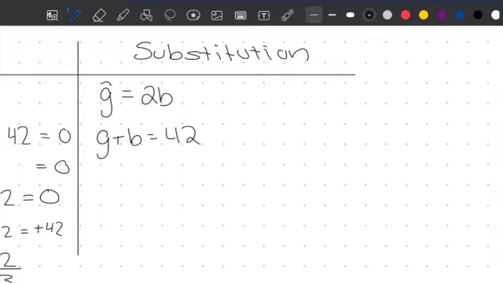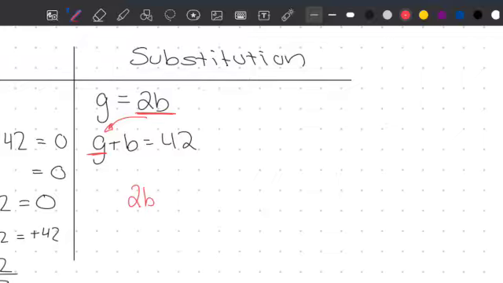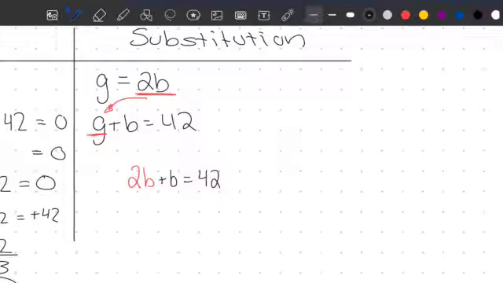So I'm going to look at this one and say, okay, g is already by itself on this equation. Nothing else is on that side. So I know that whenever I see a g, it's going to equal 2b. So I can replace the g in this equation with 2b, because I know that g is equal to 2b. So they're the same thing. So then I would have 2b plus b equals 42. Well, 2b plus b is just 3b equals 42.